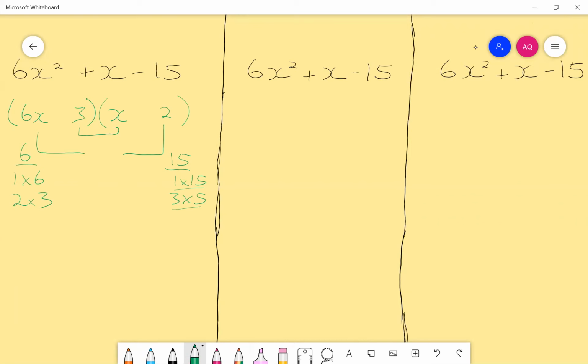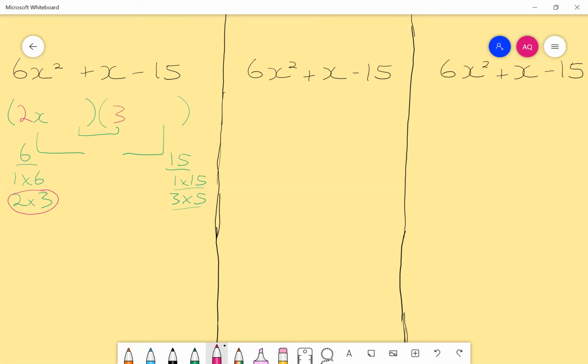That won't work. What if I was to swap them around? So then we would have 2 and 3. That will give me 2x and 18x. That's not going to work either. So just do that in your head. So that means that 6x and x actually isn't going to work. So we must then try 2x and 3x.